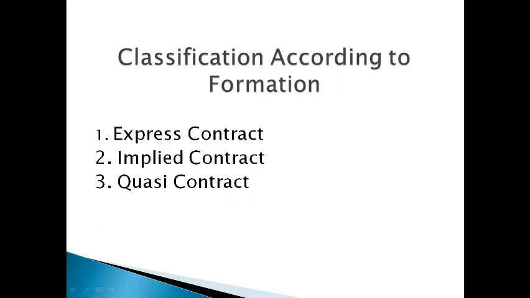Next one, classification according to formation. There are three types: express contract, implied contract, quasi contract. First one, express contract. Express contracts are those contracts where the acceptance of any promise is made in words. The promise is said to be express. An express promise will result in an express contract. For example, A writes a letter to B that he offers to sell his car for rupees 60,000, and B in reply informs A that he accepts the offer. This is an express contract.